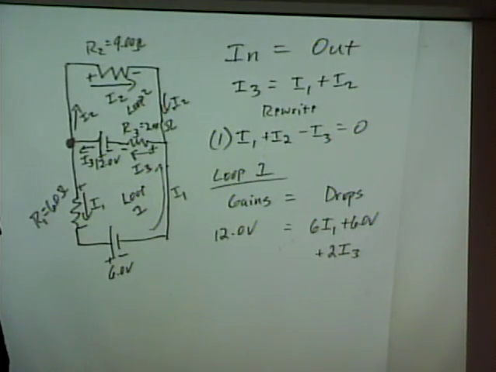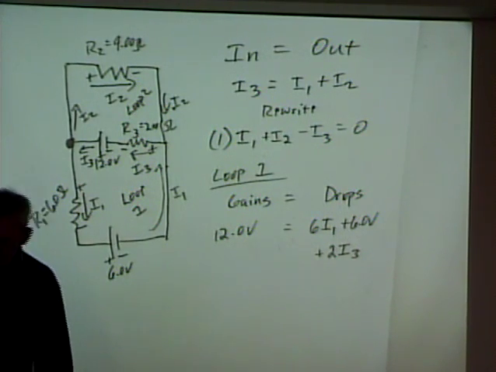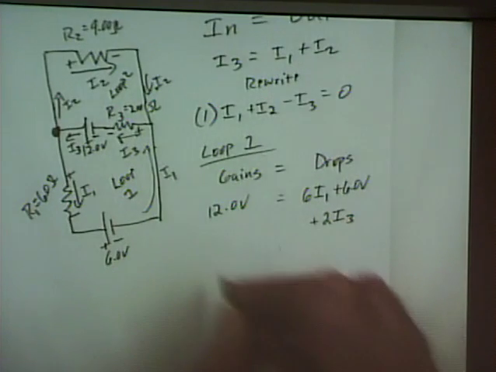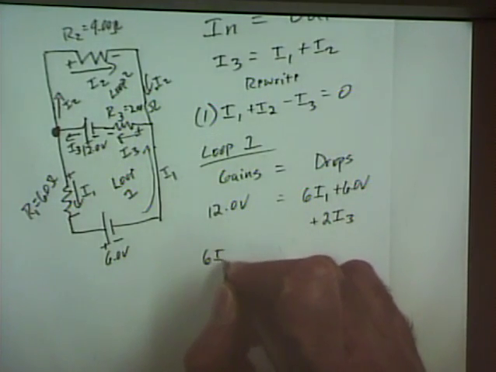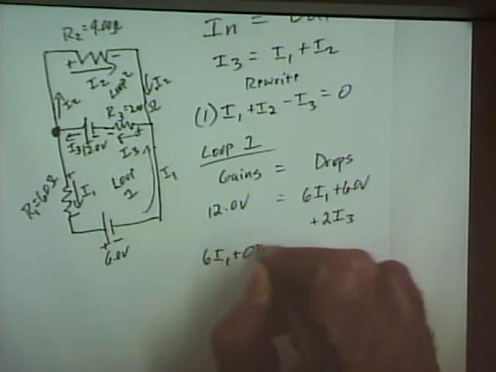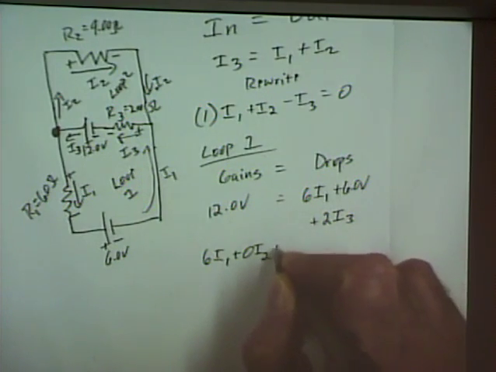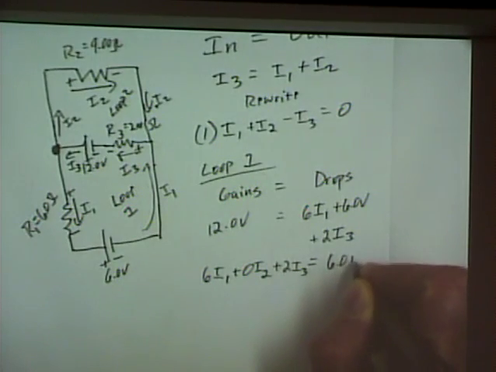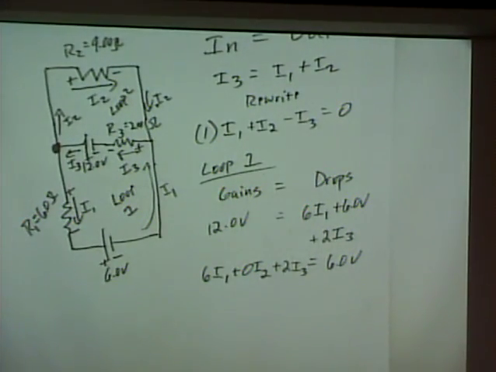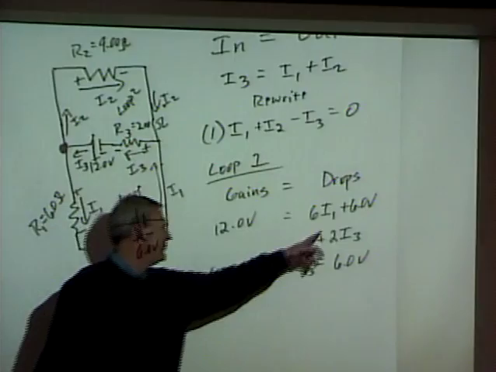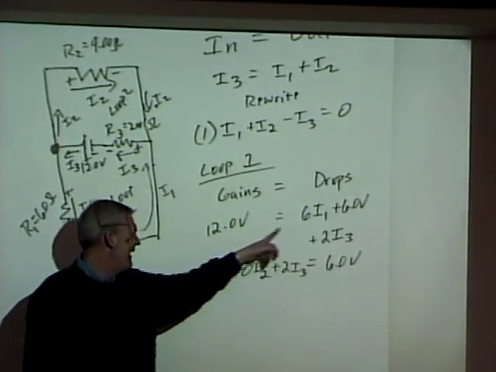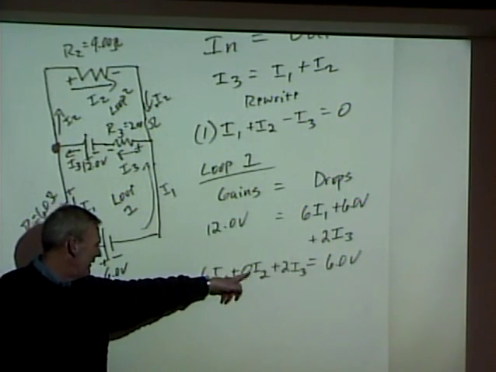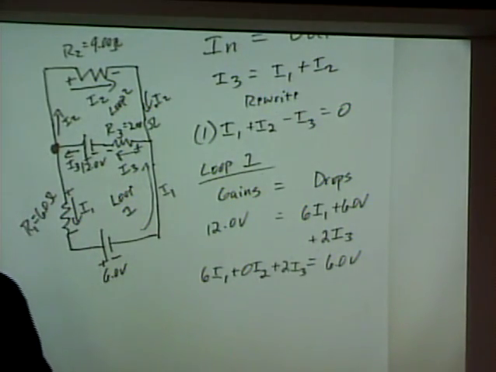Okay? All right, so now I'm going to rewrite this equation like this. I'm going to say 6I1 plus 0I2 plus 2I3 equals 6.0 volts. How the heck did you do that? Well, what I did was subtract 6 from both sides. Then I had 6I1 plus 2I3. And then I just put that plus 0I2 in the middle.